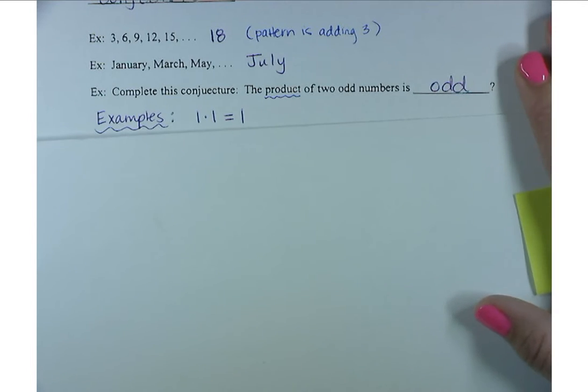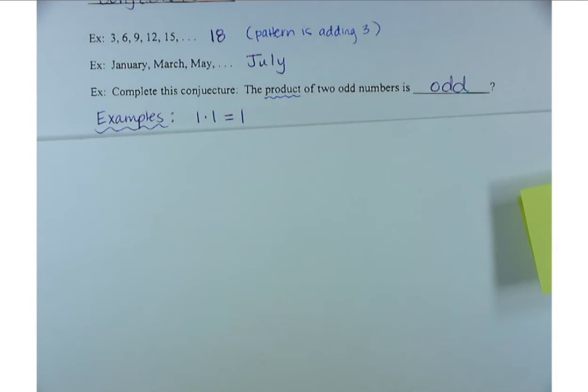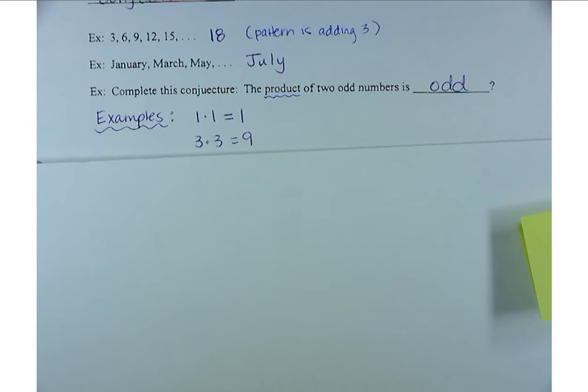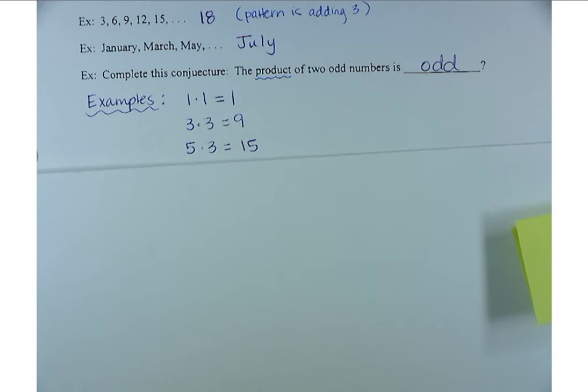Okay, so I started with 1. 1 times 1 is 1. So 1 and 1 are both odd, and that's going to equal 1. Another example I gave was 3 times 3. That's going to be 9. Those are two odd numbers. 5 times 5. Yep. And then they don't have to be the same number, right? It could be any two odd numbers. So then I did 5 times 3, which is 15.